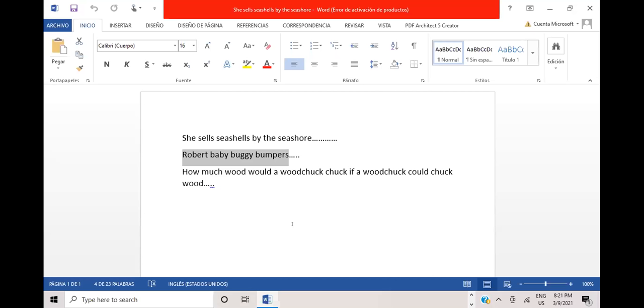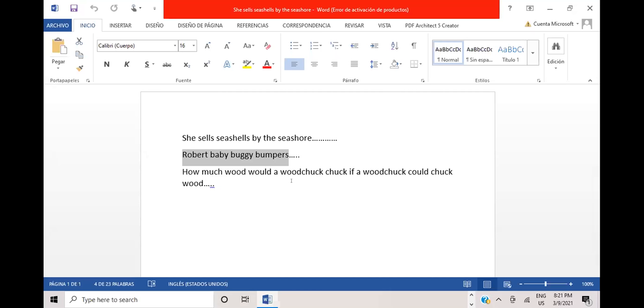Volunteer, Max? Yes, Max. Go ahead. Okay. How much wood would a woodchuck chuck if a woodchuck could chuck a wood? Okay, good. How much wood would a woodchuck chuck if a woodchuck could chuck wood? Very good. Someone else? Remember, practice makes perfect. Me, teacher. Go ahead, Carla. How much wood will a woodchuck chuck if a woodchuck could chuck wood? Excellent. Someone else?